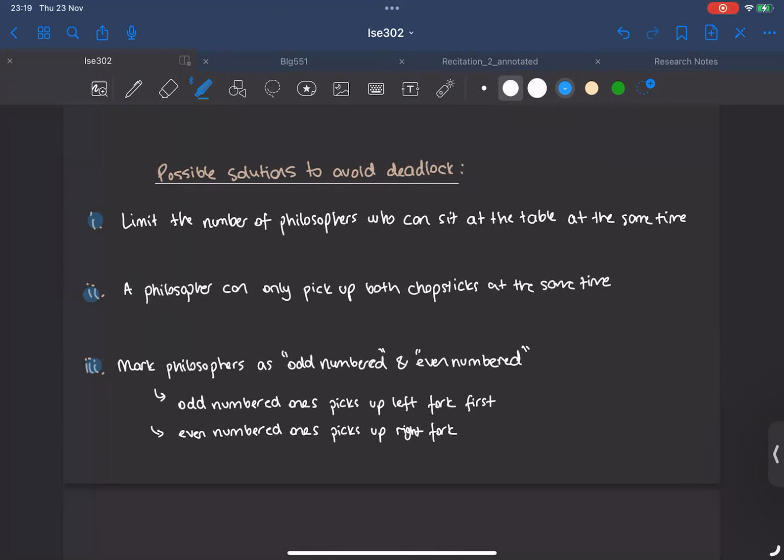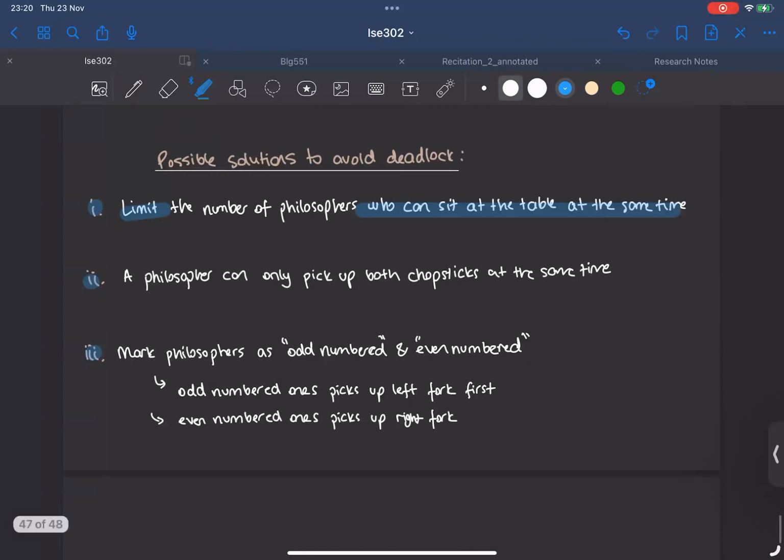So we may limit the number of philosophers. One approach is to limit the number of philosophers who can sit at the table at the same time. Allowing no more than 4 philosophers to be present at the table at any given time, for example, can prevent the deadlock scenario from occurring. By limiting the number of participants, the likelihood of all philosophers attempting to obtain their chopsticks at the same time is reduced.